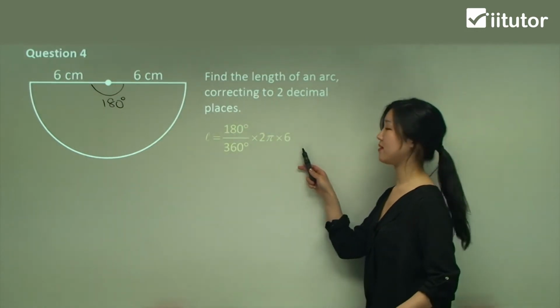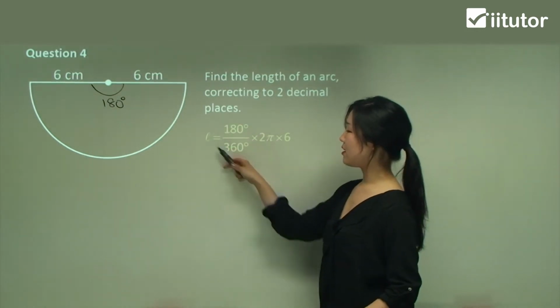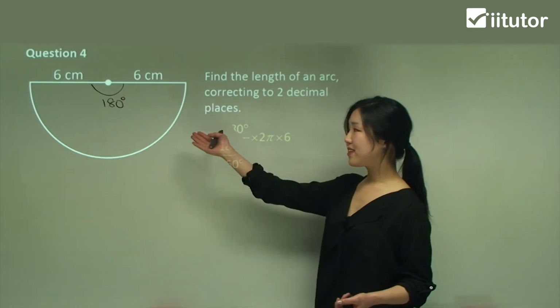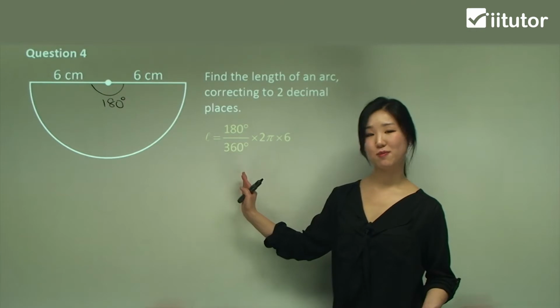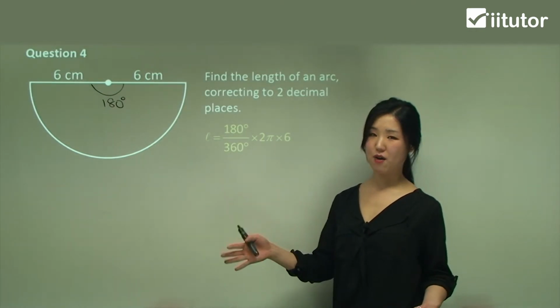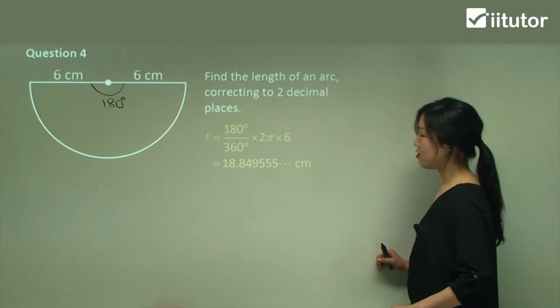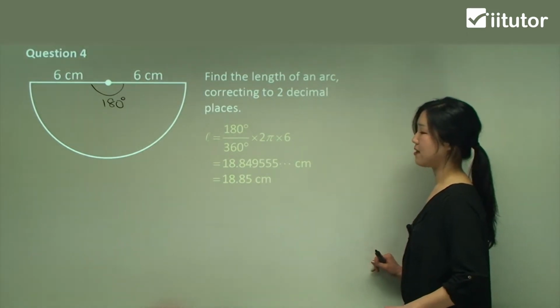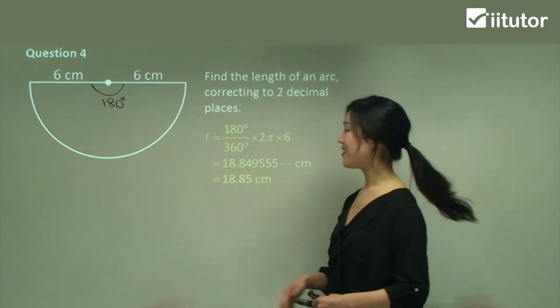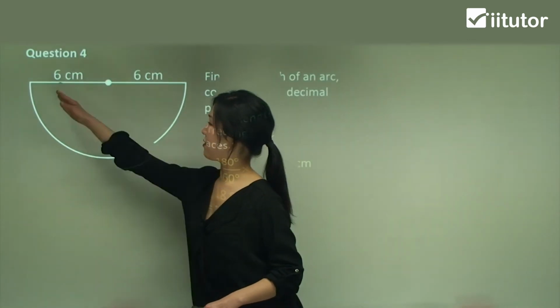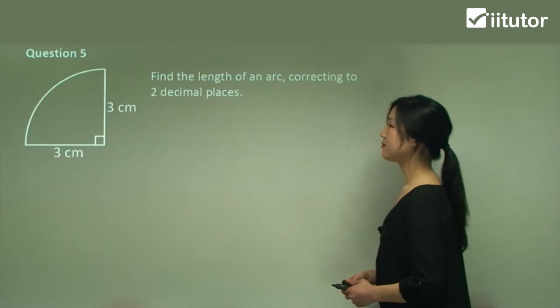Radius is 6 centimeters. Now you can see that 180 divided by 360 is a half, isn't it? Now we can clearly see that that's a semicircle, so it must be a half. So you can just multiply it by half straight away if you like. Multiply it, and to 2 decimal places, it should be 18.85 centimeters. That is the answer. So it represents this whole length here.